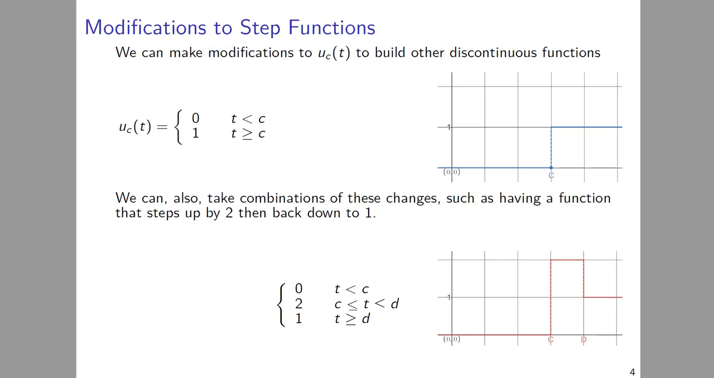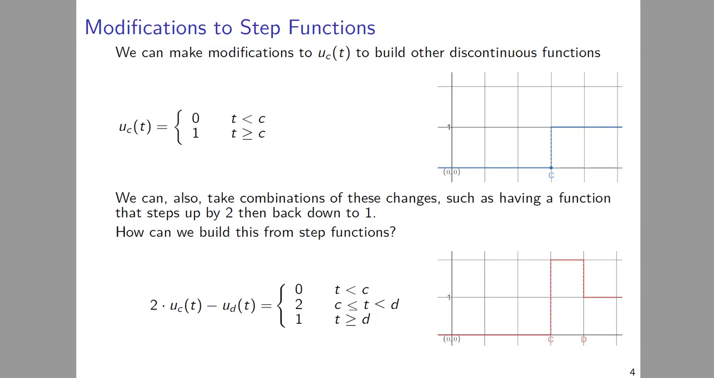What if we want to have a function that steps up to 2, but then back down to 1? That is a function that's 0 for t less than c, 2 for t between c and d, and back down to 1 for t bigger than d. Can we build this out of our step functions? Yes. The way we do it is take 2 times uc minus ud.